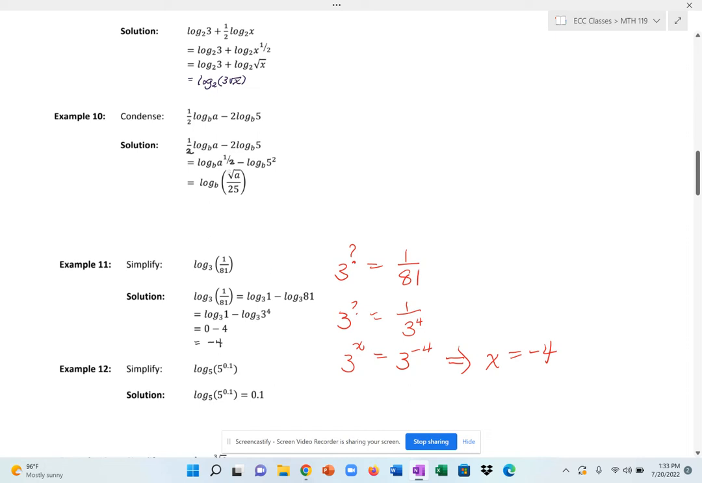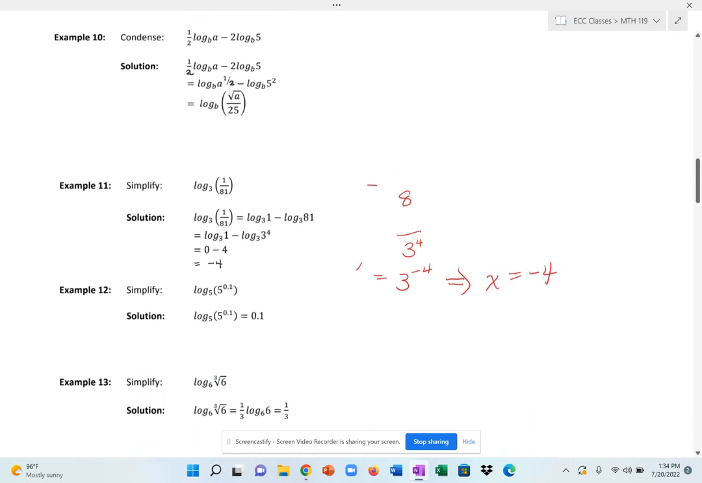So number 12, log base 5 of 5 to the 0.1, it's basically applying the same rule I applied here. My answer is just the exponent, which is 0.1. And that was, again, the third rule of the 3 rules that I gave at the beginning of the lesson.